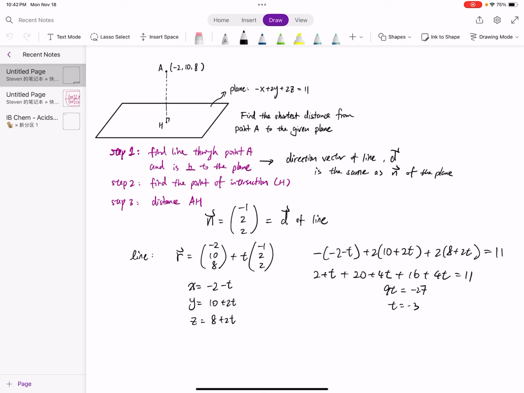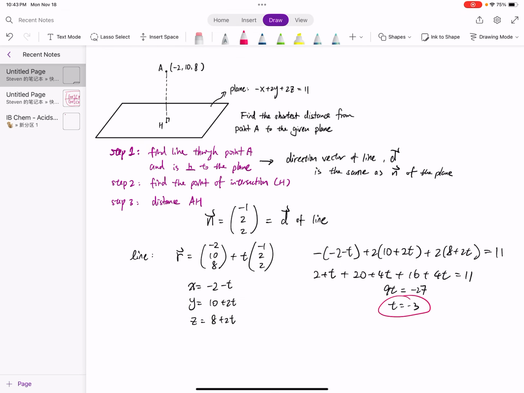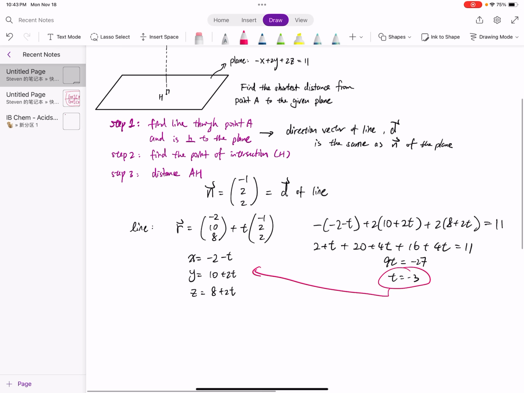Okay, so we have a value of t. We plug this t into the parametric equation of the line, then we find a point. x equals -2 plus 3, which is 1, y equals 10 minus 6, which is 4, and z equals 8 minus 6, which is 2. So that gives you the point H. Therefore H has coordinates (1, 4, 2). That finishes the second step.